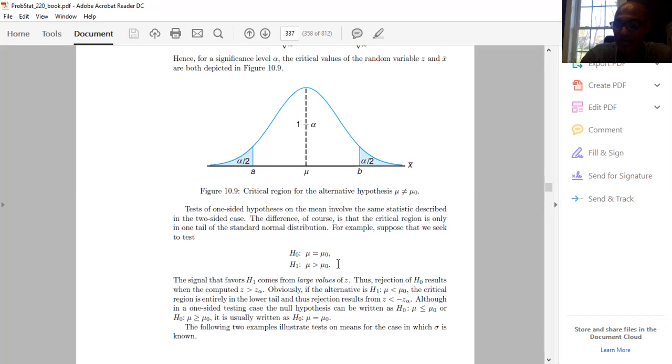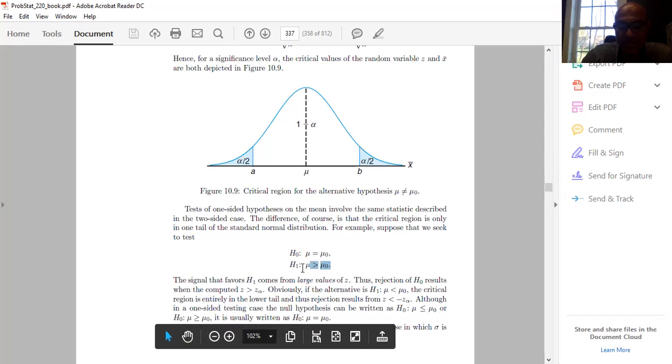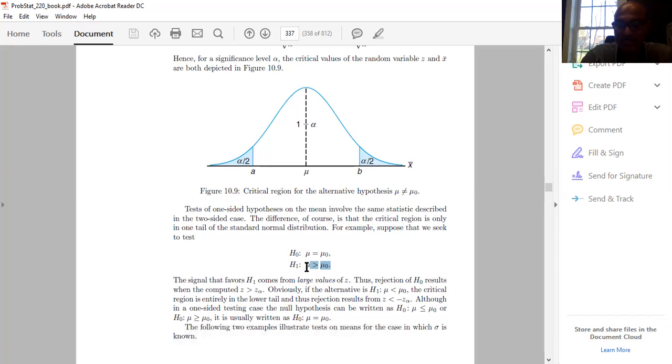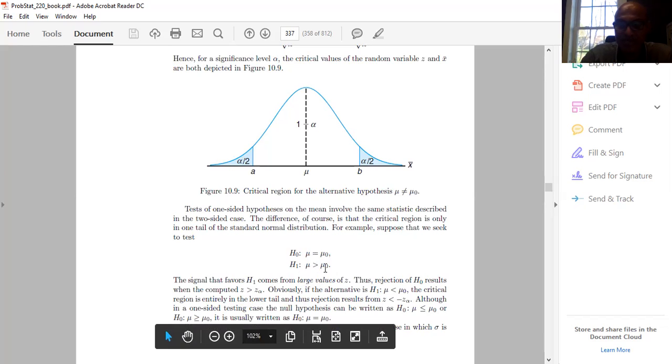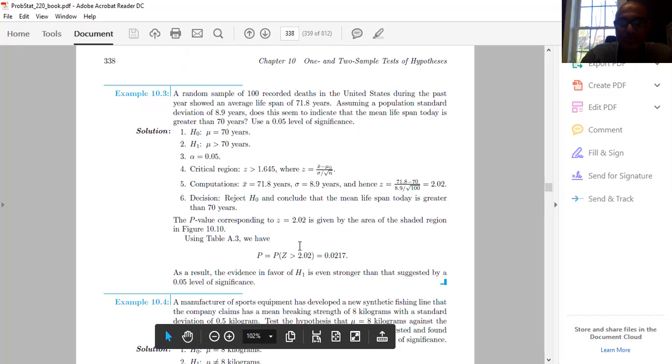And obviously, for the alternative hypothesis H1, nu less than nu 0, the critical region is entirely in the lower tail. This earlier one is the critical region entirely in the upper tail. For nu less than nu 0, the critical region is entirely in the lower tail, and thus rejection results from Z less than negative Z alpha. So in the one-sided testing case, the null hypothesis can be written with nu less than or equal to, equality is always there. You know this, as I told you.